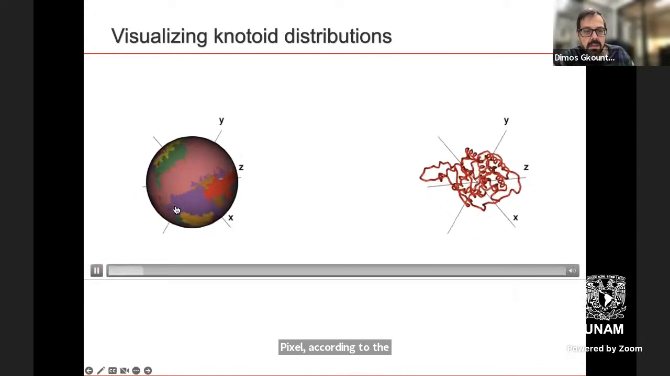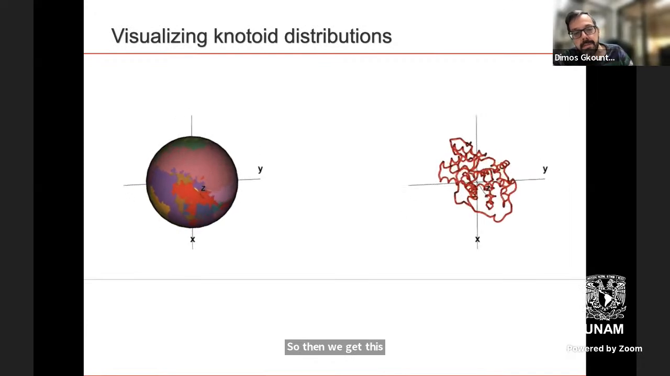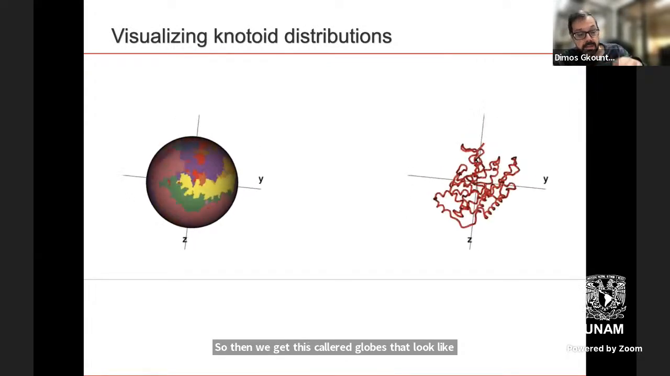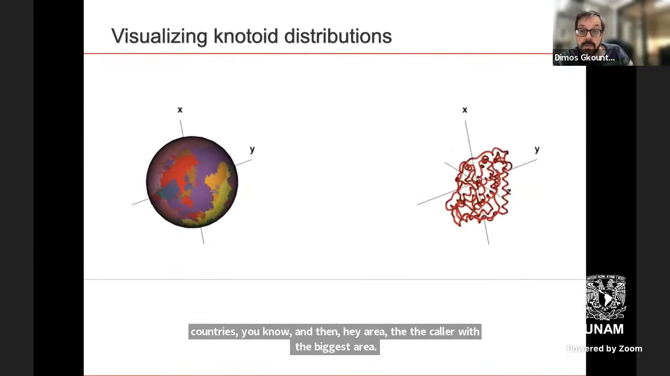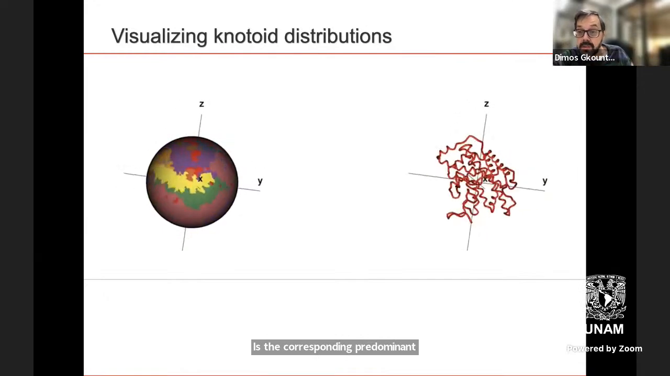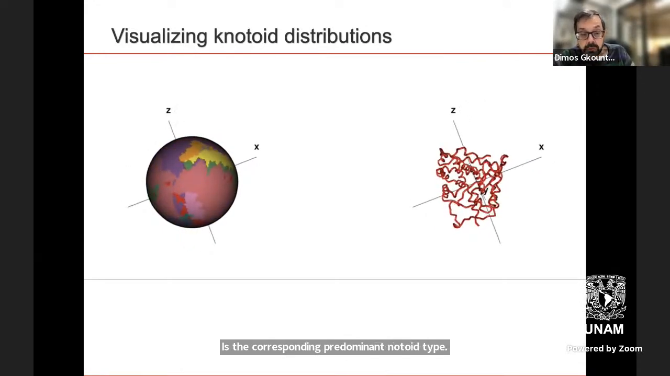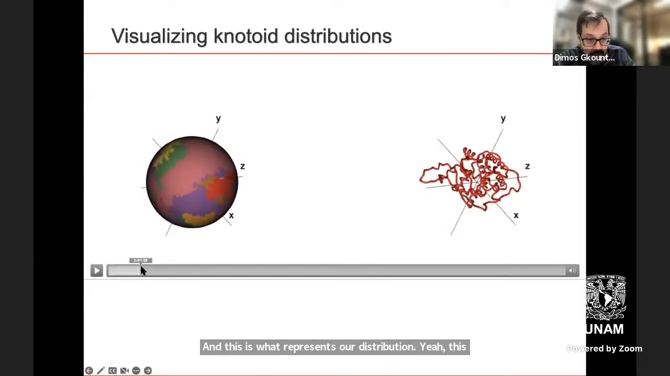So then we get these colored globes that look like countries, and the color with the biggest area is the corresponding predominant knotoid type. And this is what represents our distribution. This is the representative of our distribution. Okay, next slide.